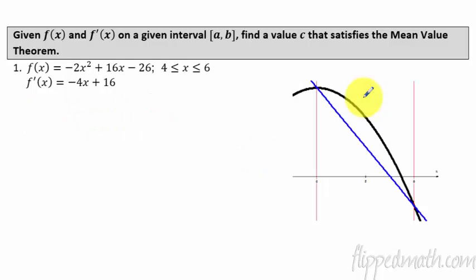Let's zoom in. Okay, so I changed the scale a little bit. I'm zooming in. It's still exactly the same interval. This is the same graph from 4 to 6. This just helps us see a little bit better.